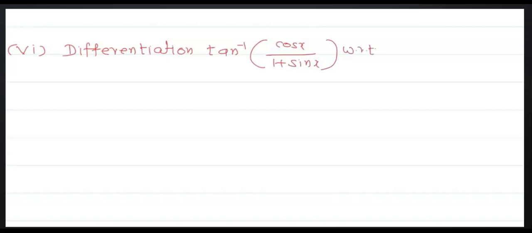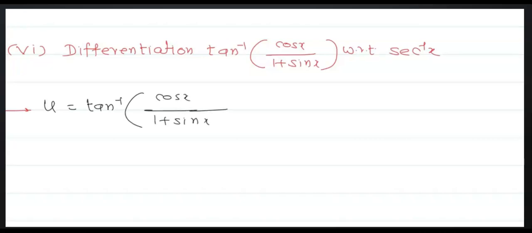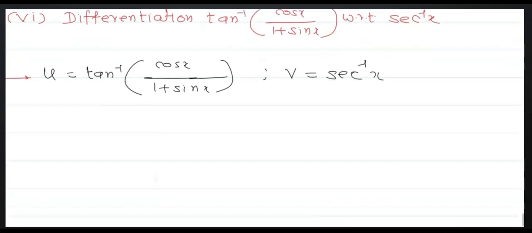This is again a very interesting problem. That is, the tan inverse of in bracket cos x upon 1 plus sin x, with respect to sec inverse of x. Now, tan inverse of in bracket cos x upon 1 plus sin x, and v is equal to sec inverse of x.